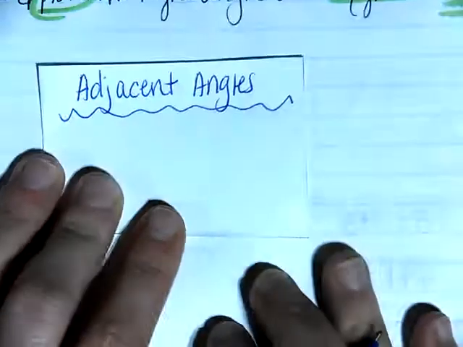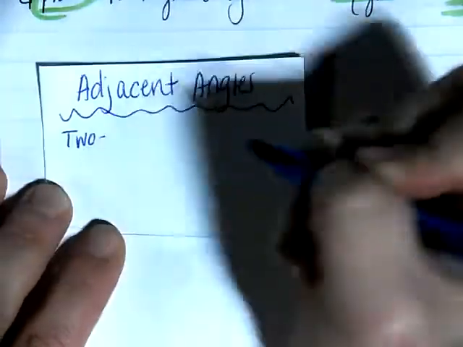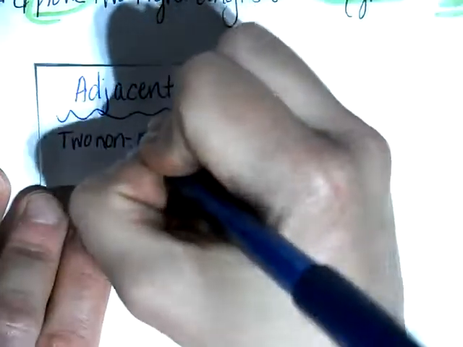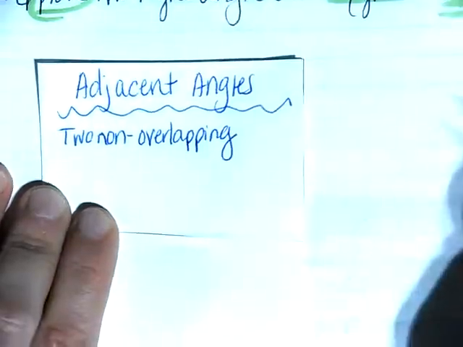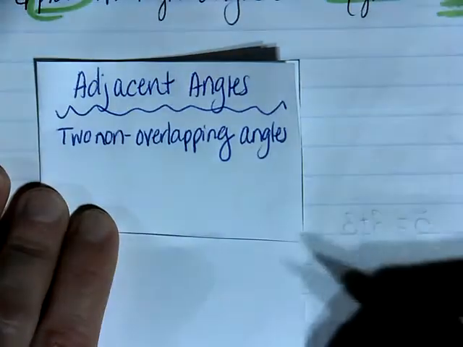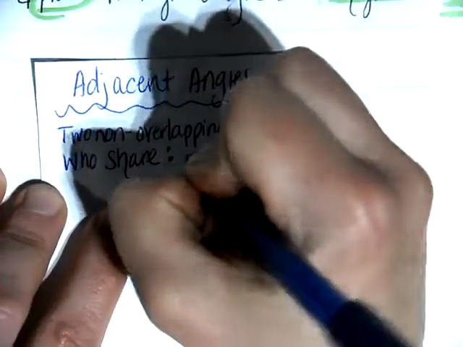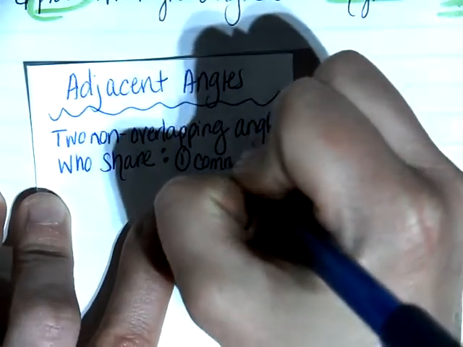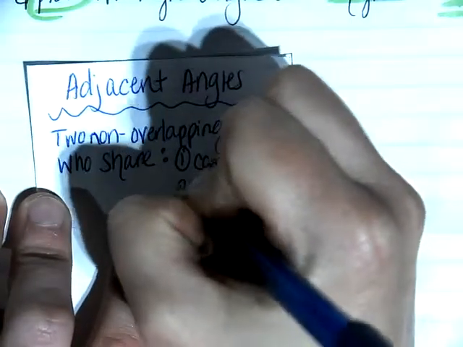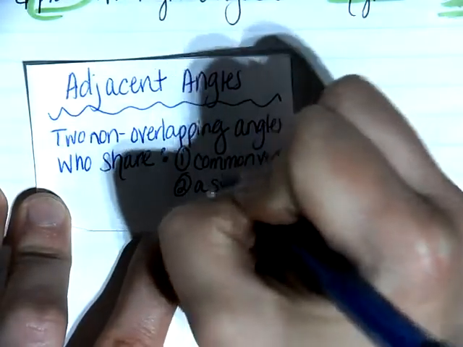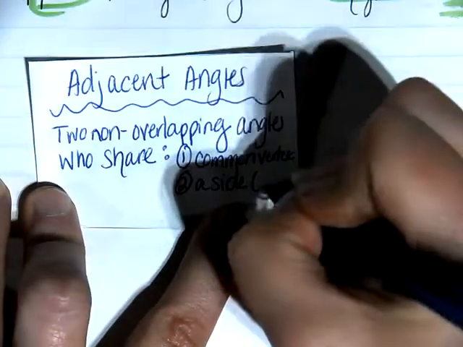Adjacent. A-D-J-A-C-E-N-T. Adjacent angles. And what adjacent angles are, is they are two non-overlapping angles who share two things. The first thing that they share is a common vertex. And the second thing that they share is a side. And a side of an angle is a ray. They share a ray. So they have to share both, two things.